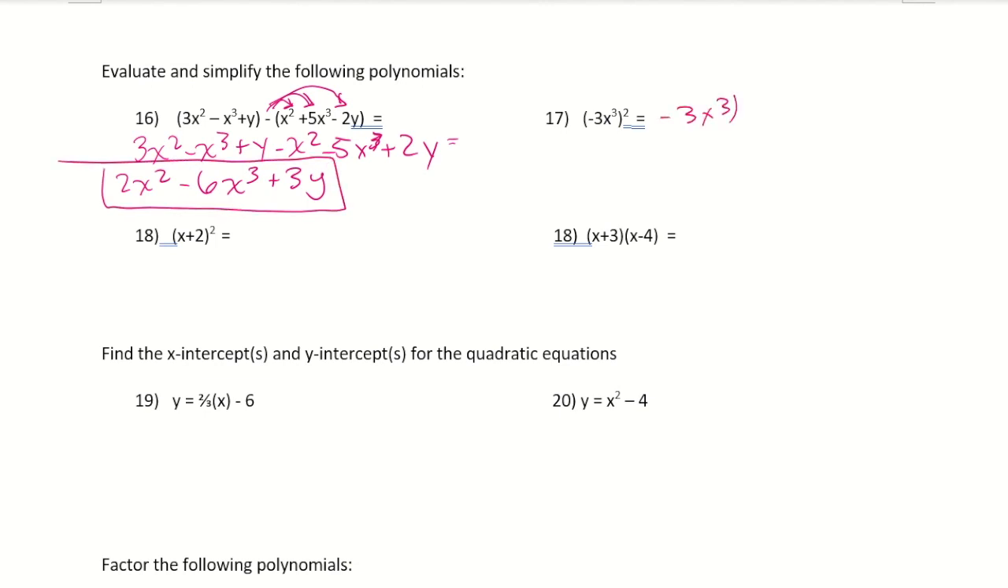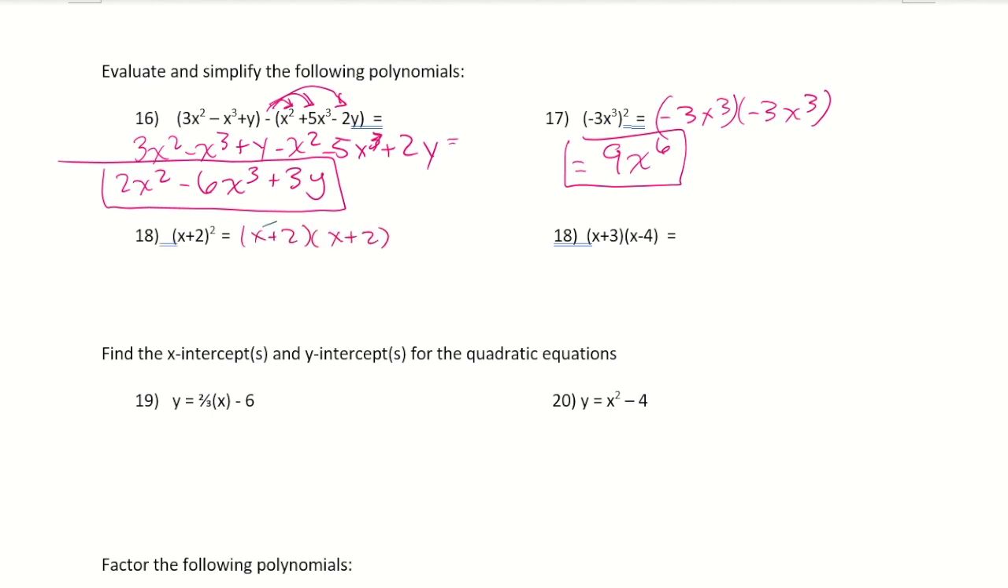On this one, there are two ways to do this. You can write it out like this, and when you have x cubed times x cubed, you would add the exponents, or you can look at the original equation and see x cubed squared, you would multiply, so you get x to the 6th.